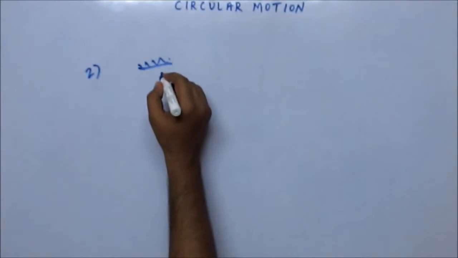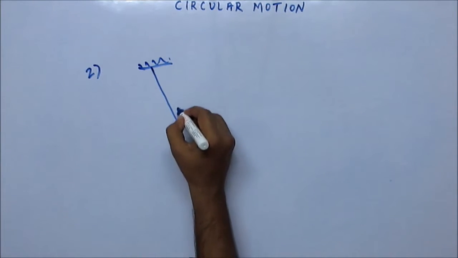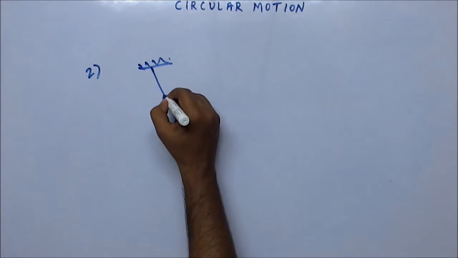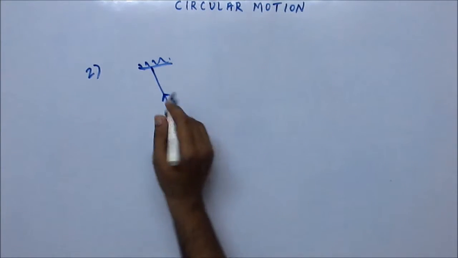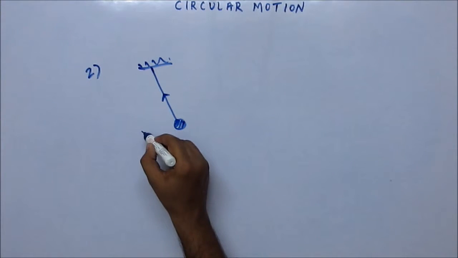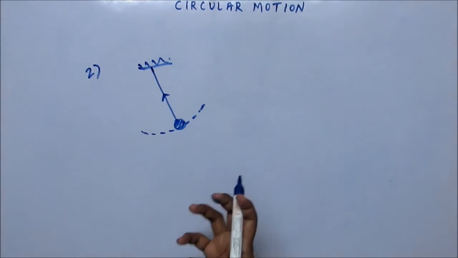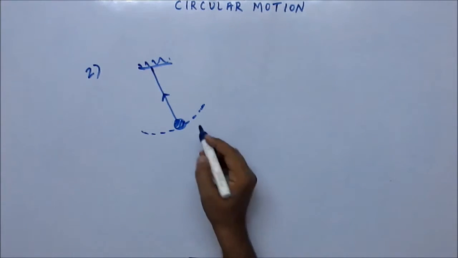Okay, in IIT JEE in 2002 they asked this problem. There's a pendulum, there's a string, and there's a bob. It is undergoing to and fro motion in a circular path. The question is, which of the following correctly gives the direction of acceleration?